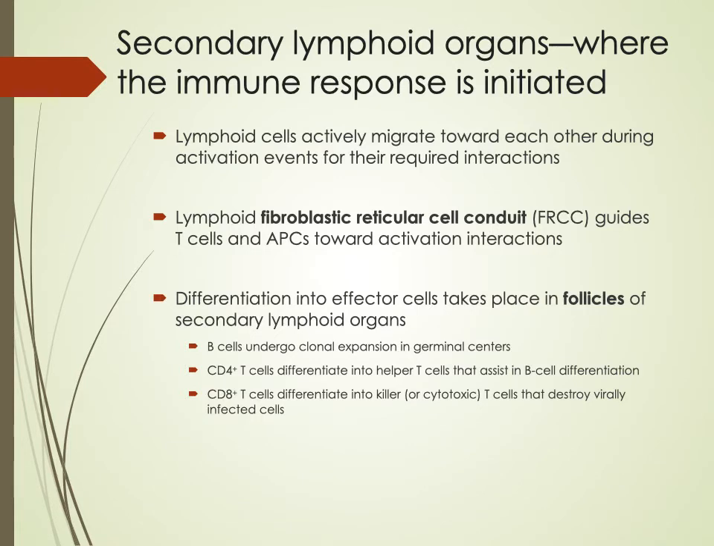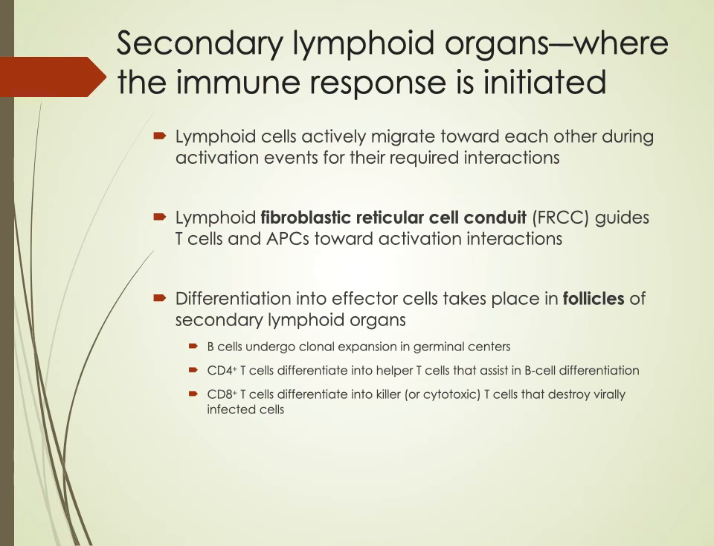So lymphoid cells will actively migrate towards each other, so they will interact with each other. So just as I pointed out, we have the B cells in the follicle, but then we have that pericortex that's coming right up to it, so that T cells can interact. And this would allow for T cells to differentiate. So differentiation into the different effector cells is going to take place in those follicles in the secondary lymphatic organs.